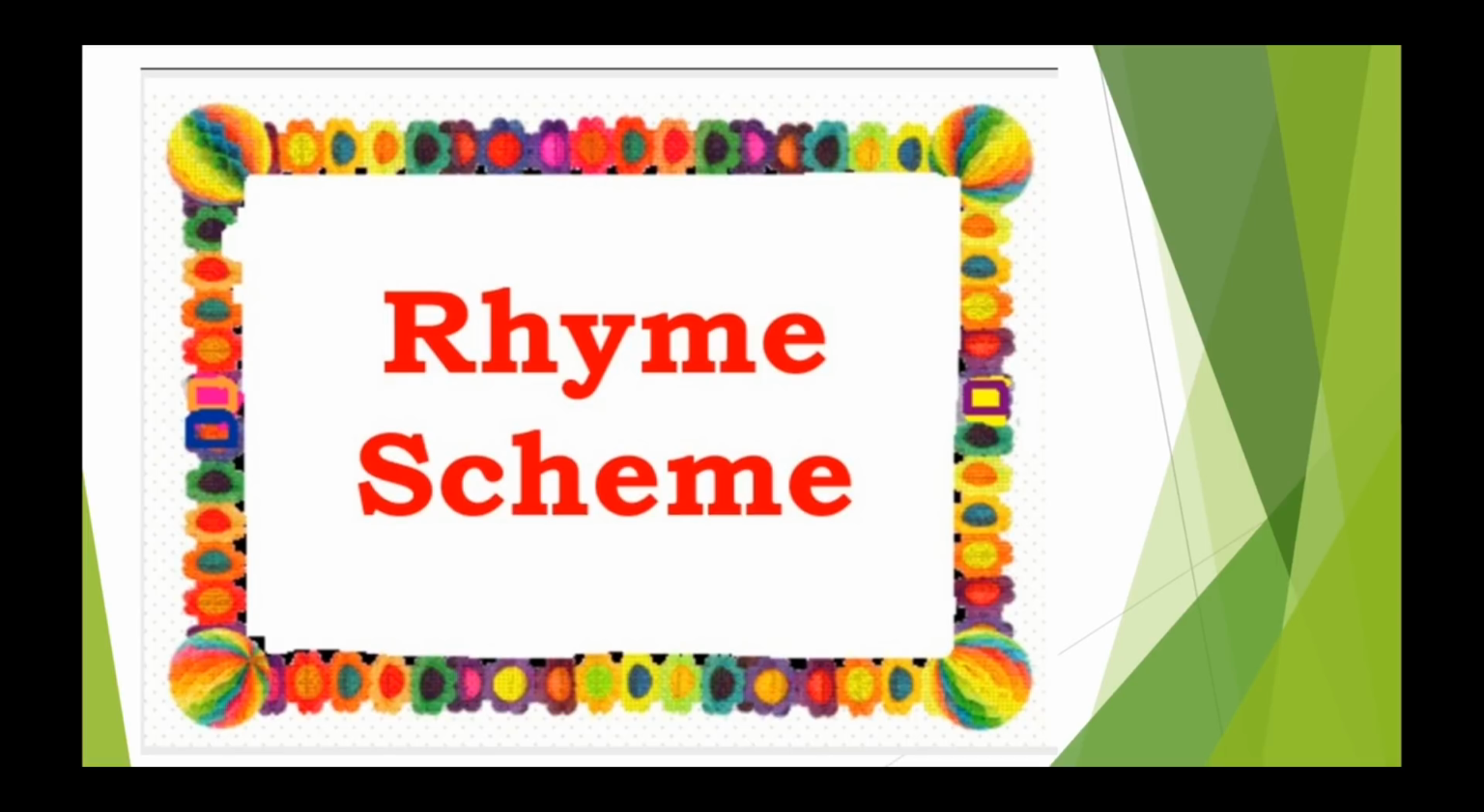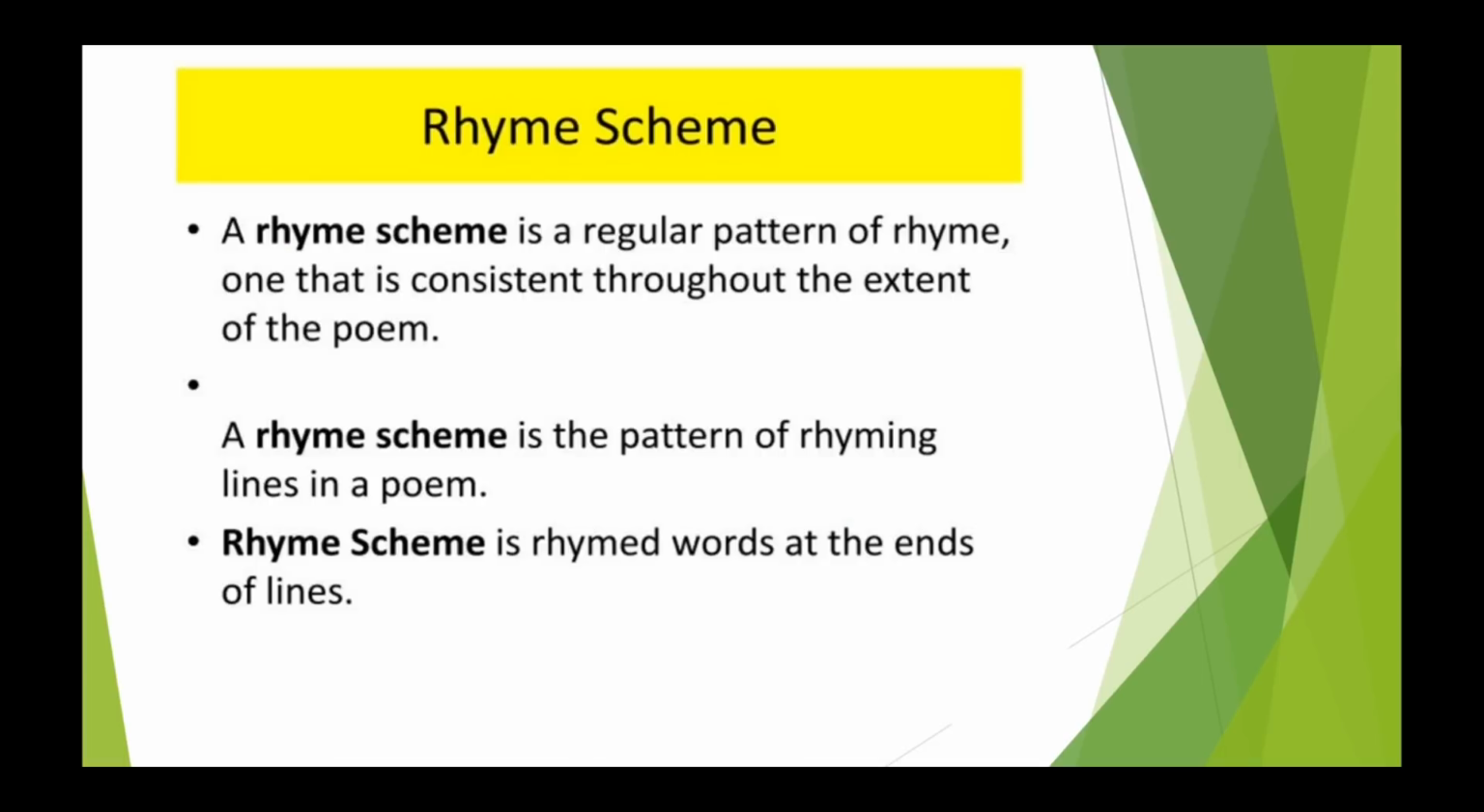Children, in a poem, rhyme scheme is the pattern in which sounds in lines of poetry end. Each new sound in a poem is assigned a different letter. Now here on the screen you can see rhyme scheme. A rhyme scheme is a regular pattern of rhyme, one that is consistent throughout the extent of the poem. A rhyme scheme is the pattern of rhyming lines in a poem. Rhyme scheme is rhymed words at the ends of the lines.